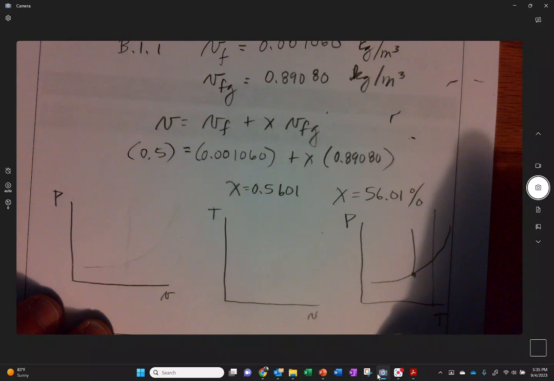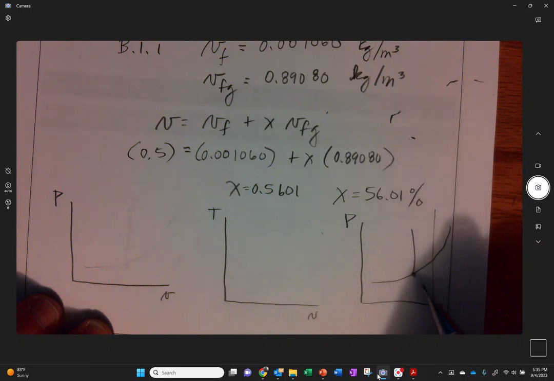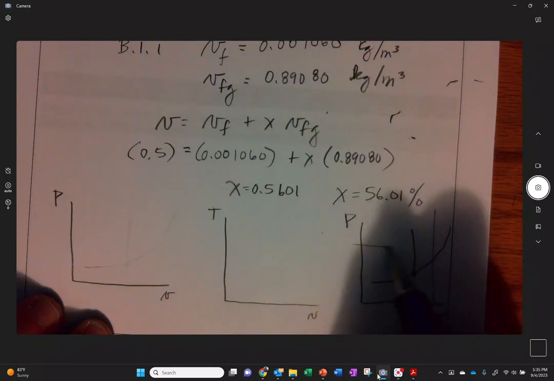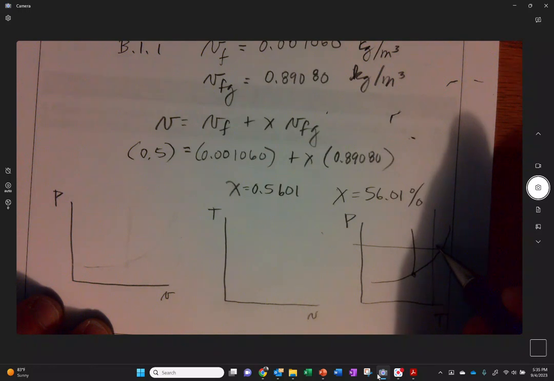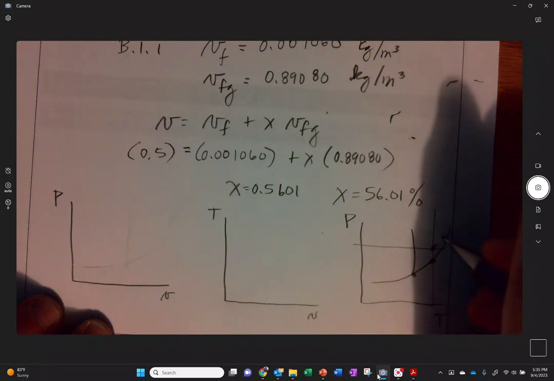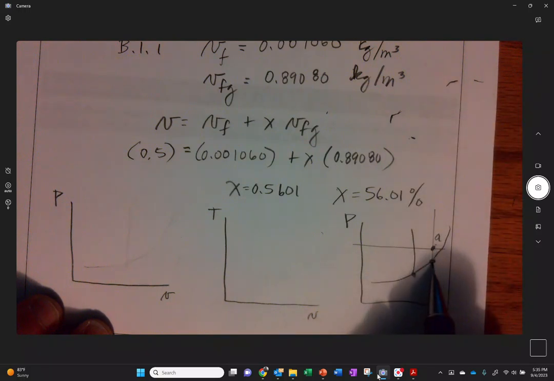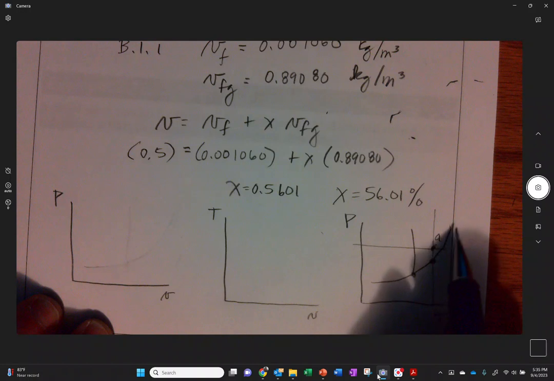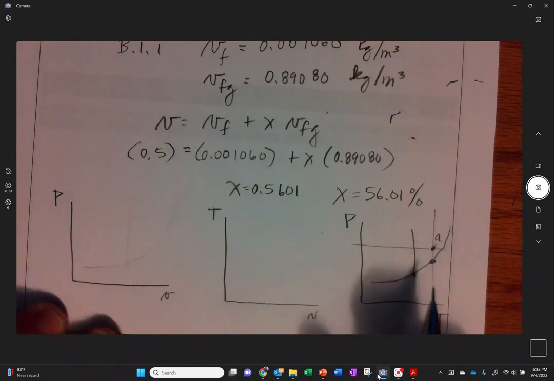And one of them was going to be in the liquid phase. It had a higher pressure, so it was like right in there. Is that right? Yeah, right in there. But the other was like right here, right? So this first one, this was A. It was a higher pressure than the saturation temperature. So this represents the saturation temperature.